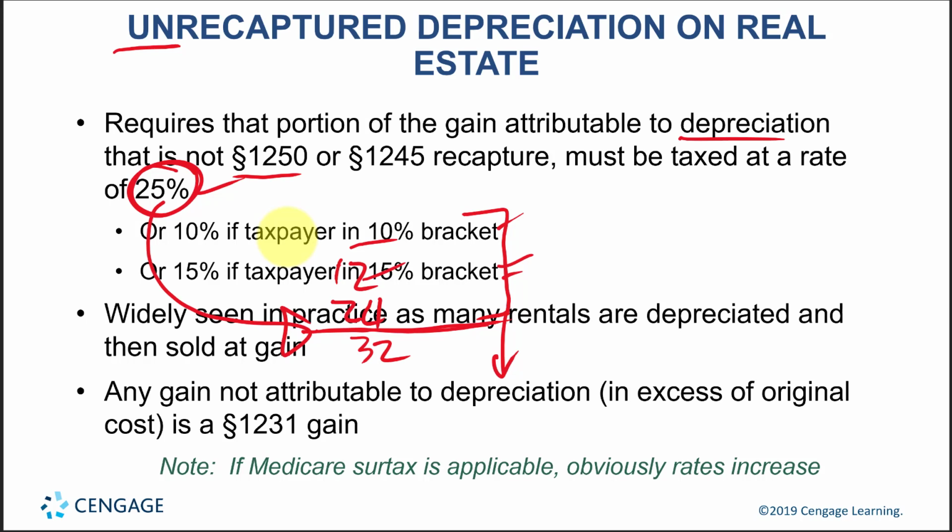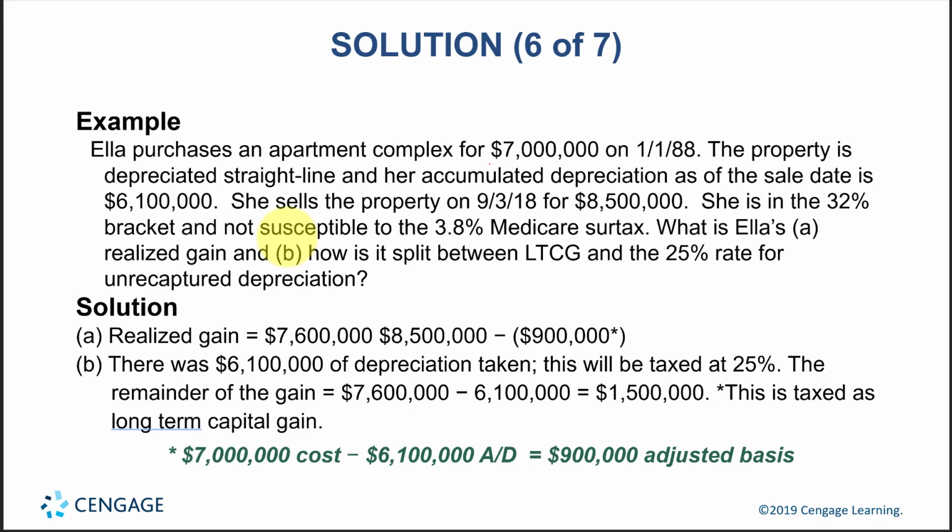The best thing to do is take a look at this example here. We have Ella, the taxpayer, who bought real estate. It doesn't matter whether it's residential or non-residential. The initial cost was 7 million. And again, only straight line here, so we're not going to have that 1250 recapture, but we're going to have unrecaptured depreciation, taxed possibly at a maximum rate of 25%. So we're told that the sales price is 8.5 million.